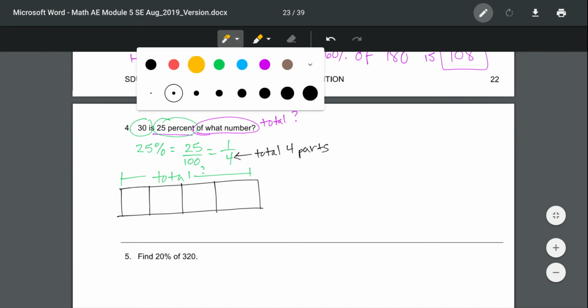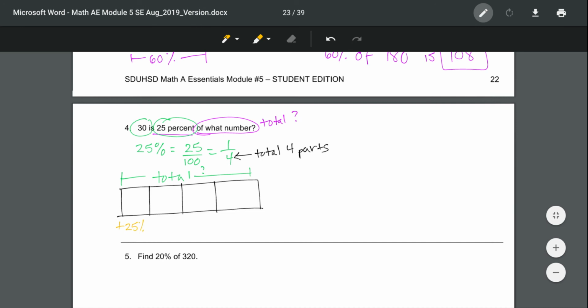So 25% of this bar model, so only 1/4 of this bar model is 30. Okay, so if that 1/4 is 30 and we know all these parts are the same, that means the value of each of these parts would also be 30. And now to get the total, we can add 30 plus 30 plus 30 plus 30, or you could take 4 times 30, and that would give you 120.